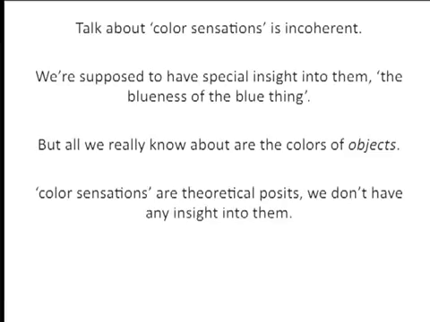When you try and attend to your visual experience itself, all you attend to are characteristics of the external objects. All we really know about, all we really know how to talk about, are colour characteristics of the external objects. And then you say, well, but the objects don't have those characteristics. So I hypothesize that backstage in your brain, there must be some colour sensations that are making the thing feel the way it does. But that's just a theoretical postulate.